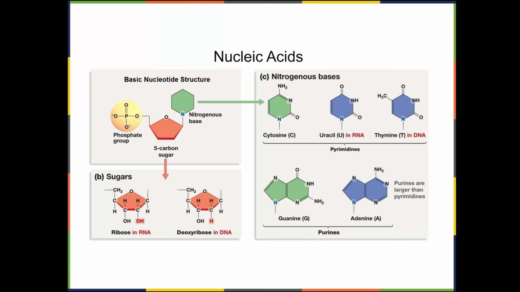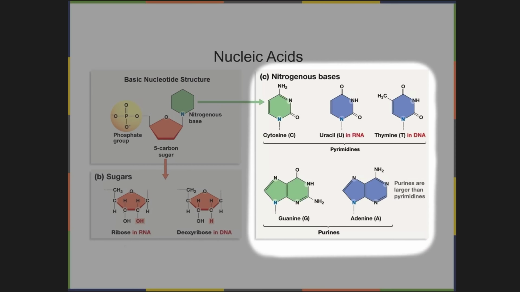The nitrogenous bases are split into 2 groups, the pyrimidines and the purines. The purines are larger than the pyrimidines. The pyrimidines include cytosine, uracil in RNA, thymine in DNA. The purines include guanine and adenine.